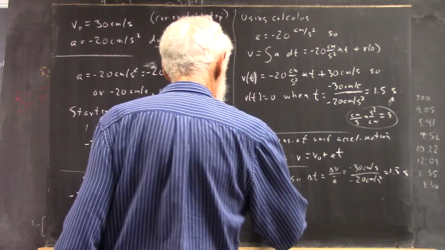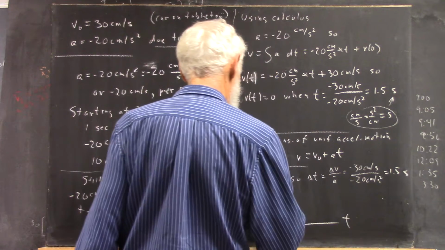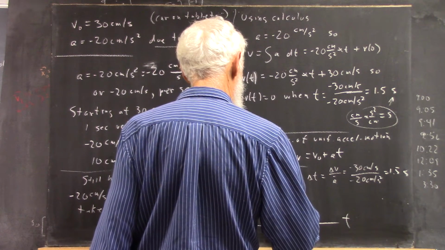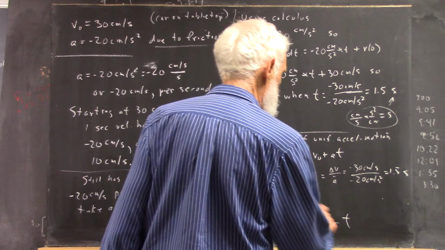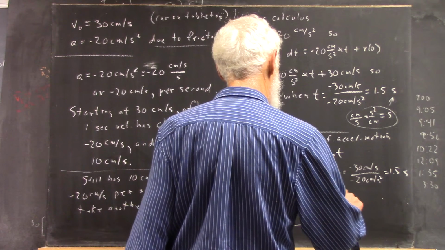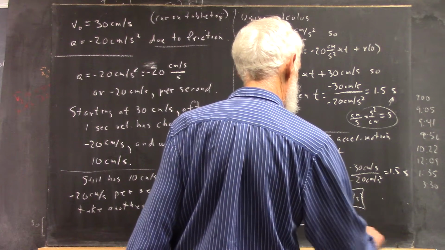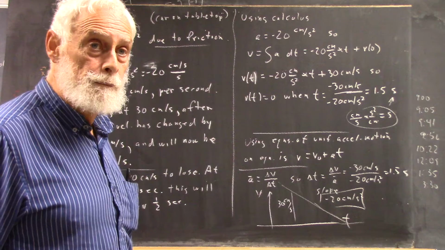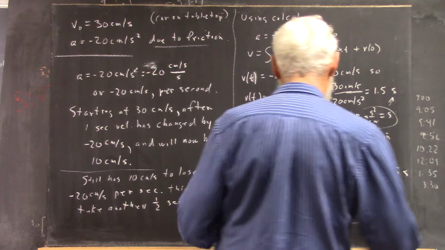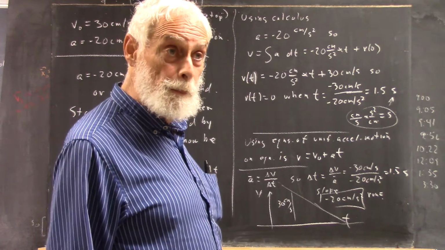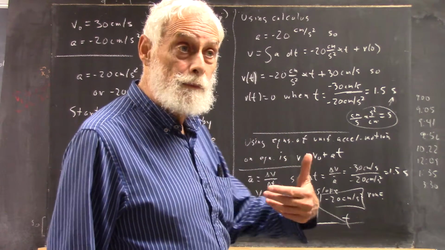We could say, okay, well, let's see. Here we have a graph of v versus t. At some point, our velocity is 30 centimeters per second, and our slope is negative 20 centimeters per second squared. So we want to find the run. Rise divided by run equals slope, right? So run equals rise divided by slope.